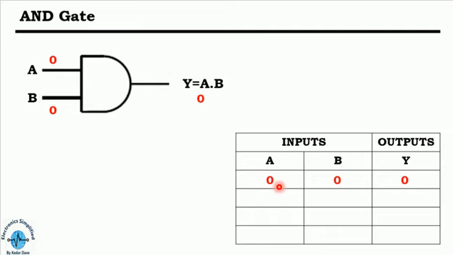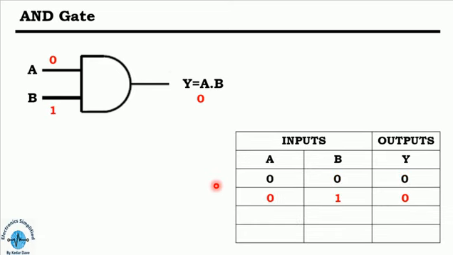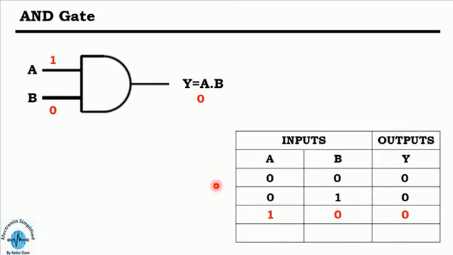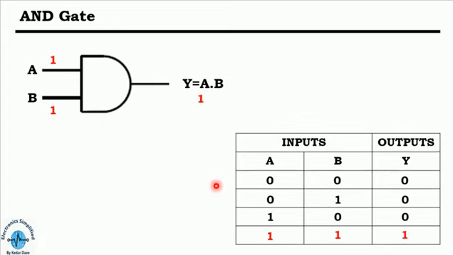So in the truth table, the 0 0 input gives the 0 output. If we change the input and take 0 1, then it will provide you 0. Further we can take 1 0, then it will also provide 0. But if we take both the inputs as 1, then it will provide you the output as 1.